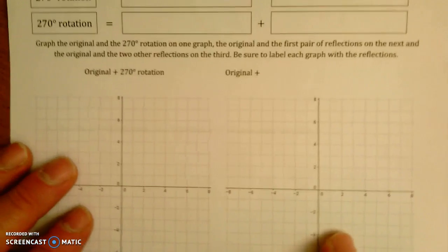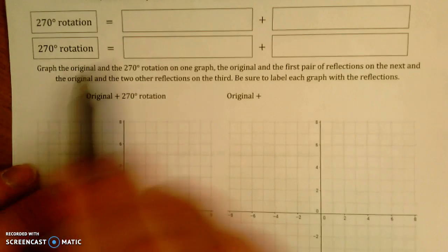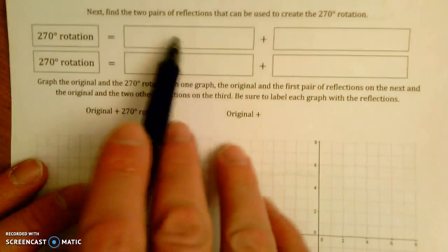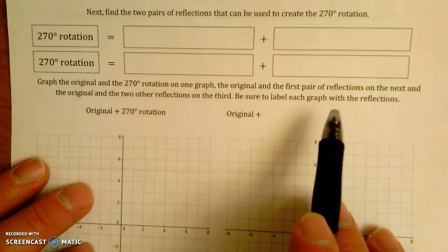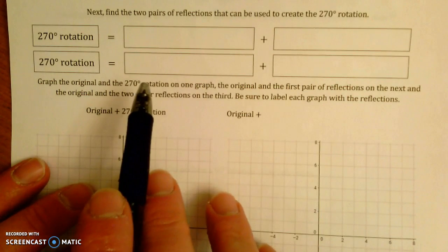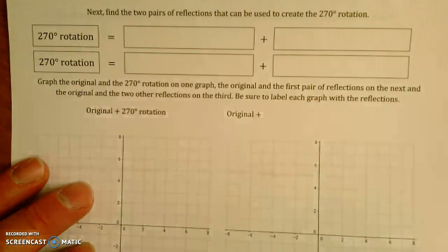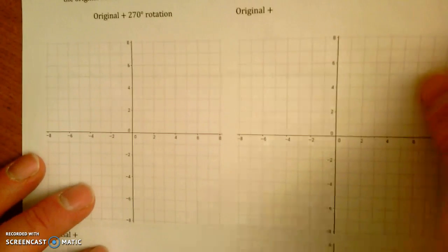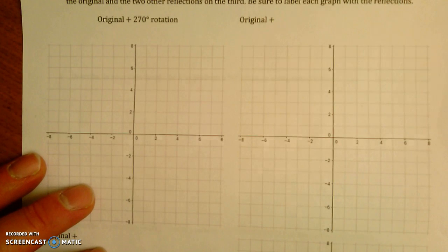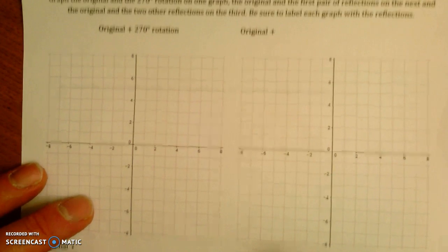Then you're going to end up doing the same for the 270 degree rotation. You're going to find out which pairs of reflections. And again, there's going to be four pairs of reflections that produce this 270 degree rotation, but I just want you to record the two that are the most unique. In other words, some of them are going to be pretty much the same as others, and you'll see what I mean once you start looking at them.